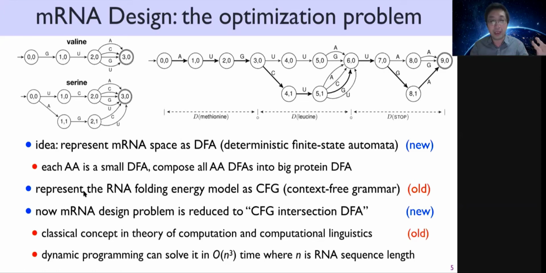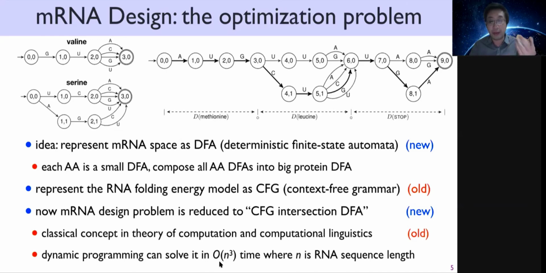And then we use an old technology that used context-free grammars to represent the RNA folding free energy model. So this is very, very old. But now the crucial insight comes: we realize that the mRNA design problem can be reduced to an old problem, that is, CFG intersecting a DFA, context-free grammar intersecting a DFA, which is a very old classical concept in computation theory and computational linguistics that is taught in every undergraduate CS curriculum. But this insight is the new contribution here, that nobody has looked at this problem from that angle. Once you realize that mRNA design is just CFG intersection with DFA, then the problem is very simple.